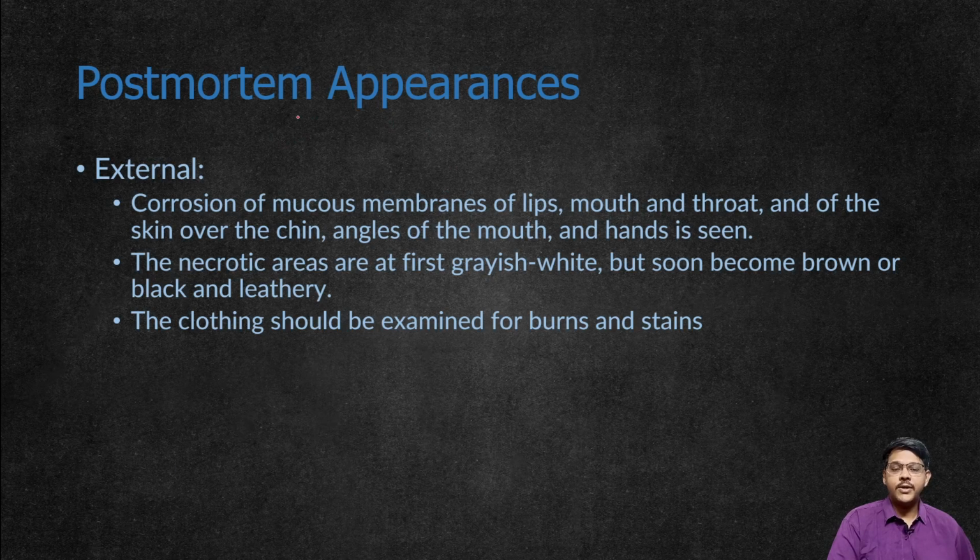Coming to postmortem appearance, if the person dies because of sulfuric acid poisoning, externally on the body, corrosion of the mucous membranes of the lips, mouth and throat, and of the skin over the chin, angle of mouth and hands are seen. Necrotic areas are first grayish white, but soon become brown or black or leathery in appearance. The clothing should be examined for the presence of burns or stains. Grayish white teeth are also seen in case of sulfuric acid.